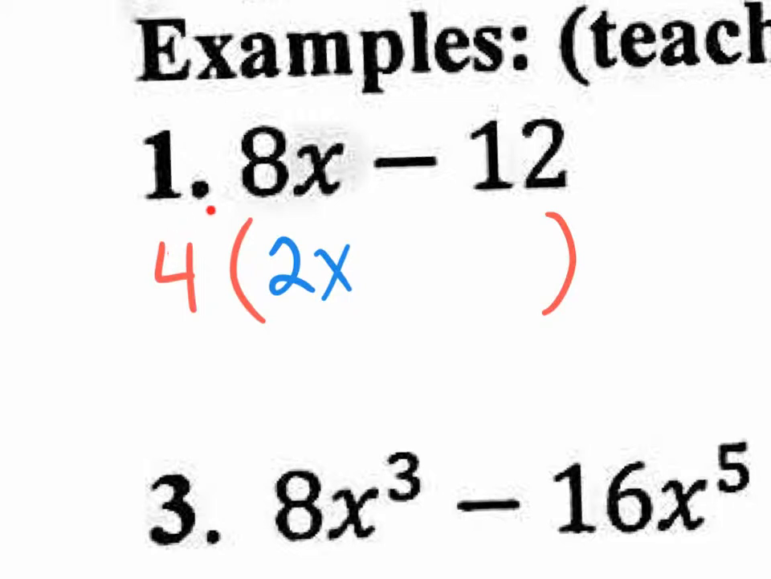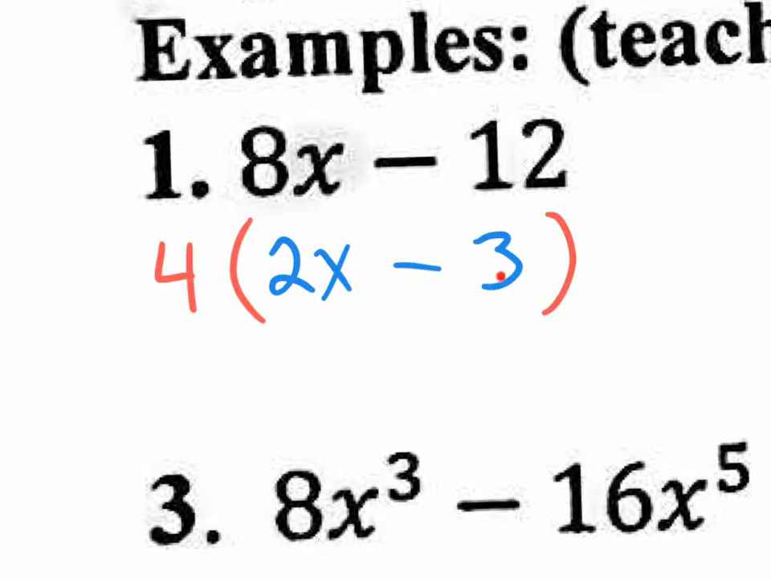Now how about over here? 4 times what will take you back to the 12? There you go, -3. And that's it. We're done. We factored. What? That's easy. So if you understand how to distribute, all you got to do is do that backwards.